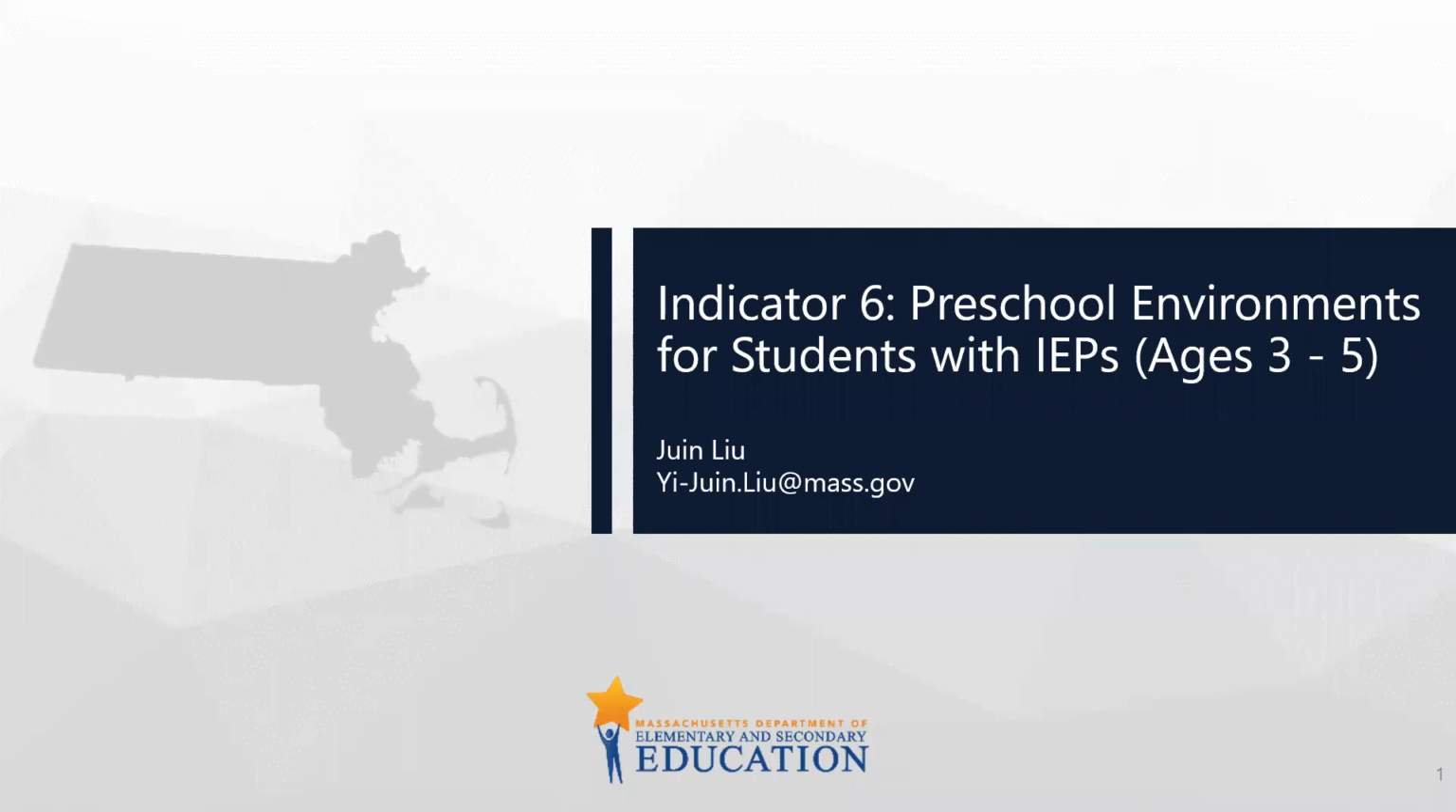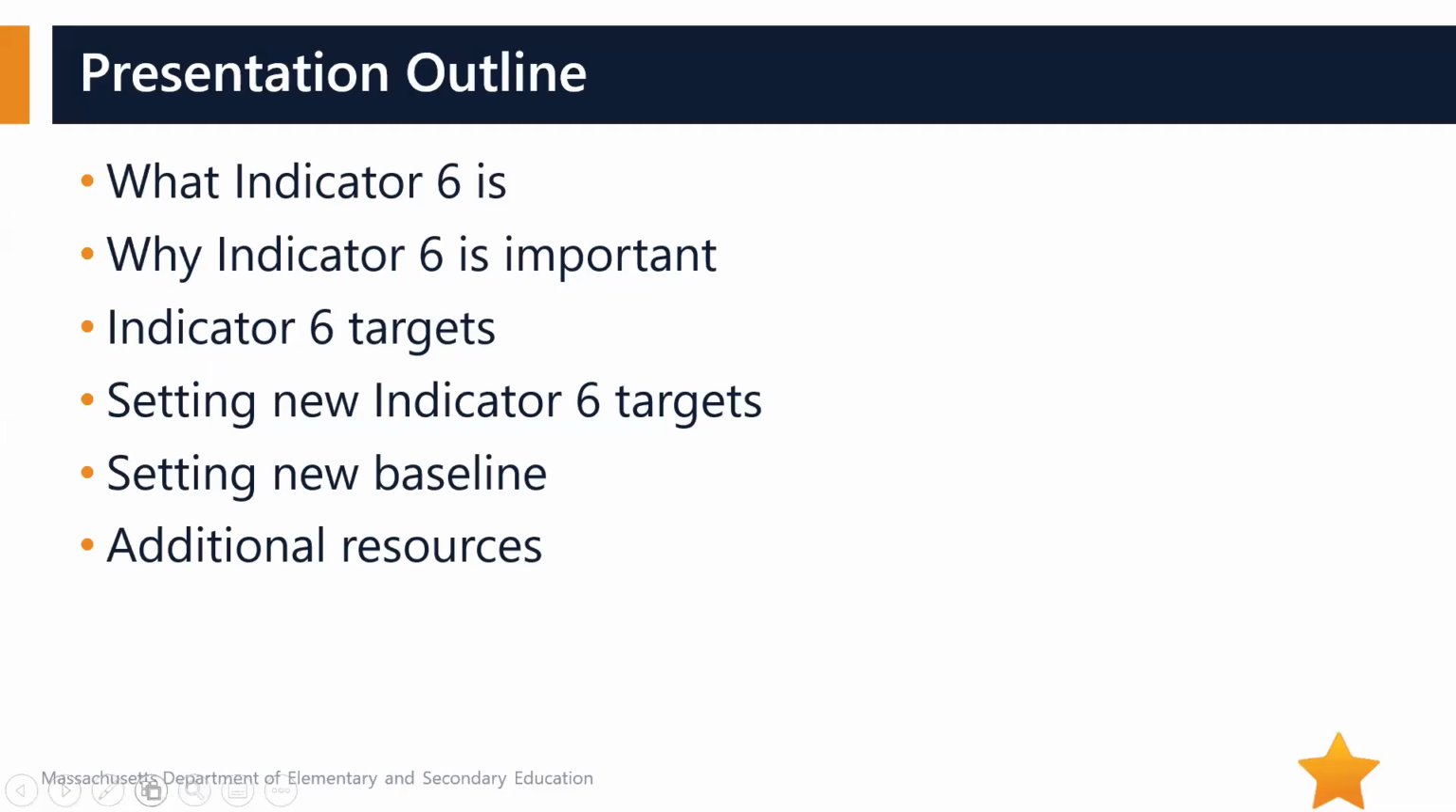This presentation is on Indicator 6, Preschool Environments for Students with IEPs ages 3 to 5. This presentation goes over what Indicator 6 is and why it's important. Additionally, because the federal government made changes to Indicator 6, Massachusetts needs to set new targets and baselines. As a result, this presentation also summarizes the existing targets and baselines to provide a basis for you to consider what the new targets and baselines should be.